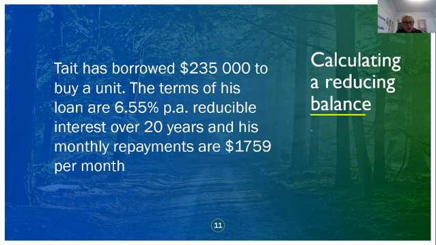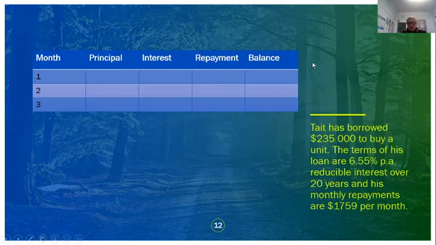So there's the sum, so we know, there's the question, so we know what we do. So we set this up. We've got month, principal, interest, repayment, balance, slightly different to the other one. So we start off with, the question will say, complete the table to determine how much he will owe on his loan after the first 3 months, because he's paying this monthly.